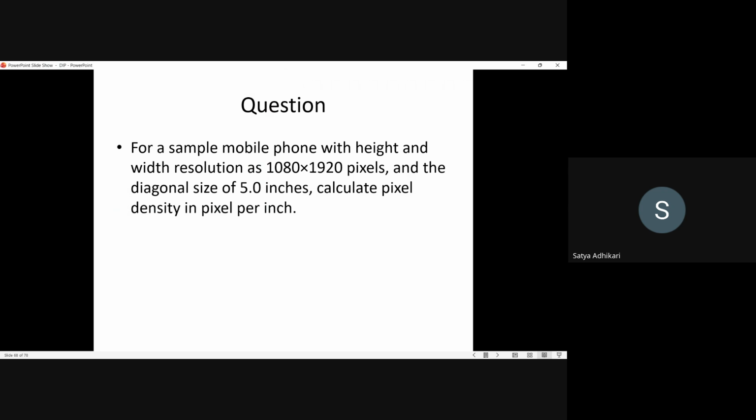Come to the second question. For a sample mobile phone, the height and width resolution is 1080 into 1920 pixels, and the diagonal size is 5.0 inch. We know mobile diagonal sizes are 5 inch, 5.5 inch, 6 inch. Calculate the pixel density in pixels per inch. Per inch means per square inch.